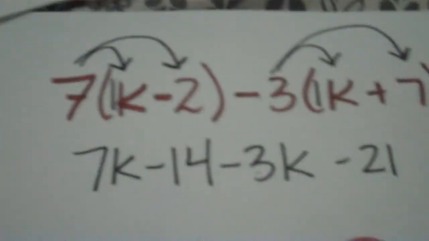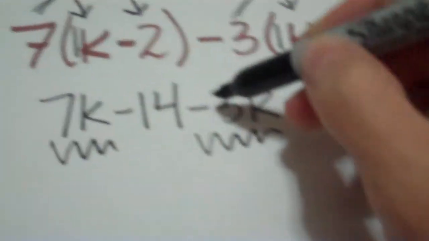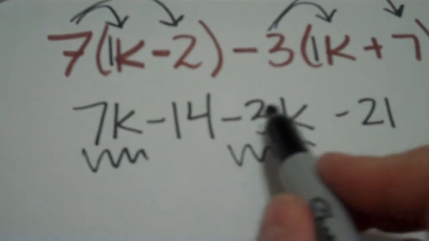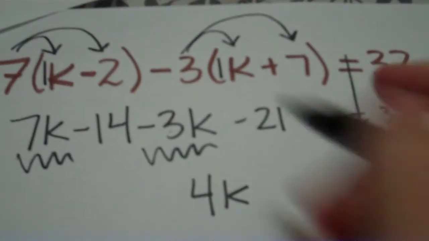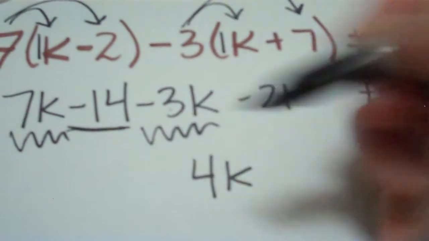Alright? So we distributed. Second, combine on each side. There's a lot of stuff we can combine on this side, right? I have my k's. Make sure you underline the minus in front of it. 7 minus 3 is 4k. Alright? And then I can combine these guys. Negative 14 minus 21. So calculator, negative 14 minus 21 is negative 35. So minus 35 equals 32.